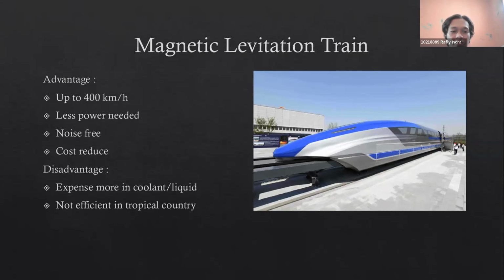But the disadvantage is the train needs more coolant or liquid in the rail because the superconductor only works at very low temperature. So this train needs very much expense for coolant or liquid. And of course, I think it is not really efficient in tropical countries. As we know, tropical countries have high temperature. Okay.